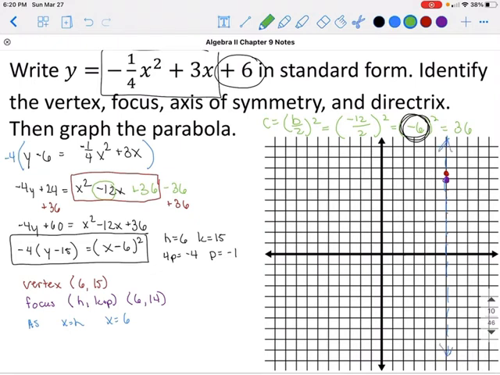And our directrix will be y is equal to k minus p, or 15 minus negative 1. We'll turn into 15 plus 1, which will give us y is equal to 16 as our directrix. Again, you're going to start at your vertex, go towards your focus, away from your directrix. Because it was x squared, we do know that it should open vertically, and because our p was negative, we do know that it should be opening down.